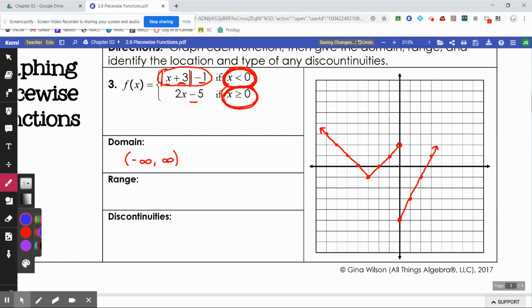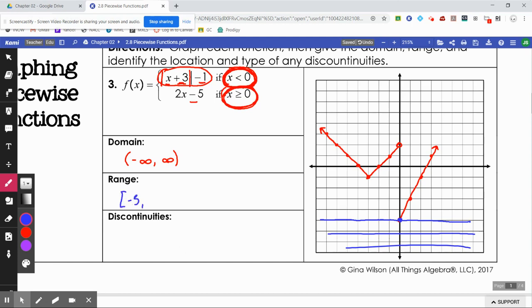You can also find domain by drawing a vertical line and moving it to the right and saying where is my graph. And my graph is actually located everywhere since it goes forever. There's no breaks in my graph, and my graph does extend forever in both directions. So that's another reason why I have the domain I do. The range, notice there's no graph down here. Your y values start right here, and that's going to be at -1, 2, 3, 4, 5. And it starts with a closed circle. So my range starts at -5.